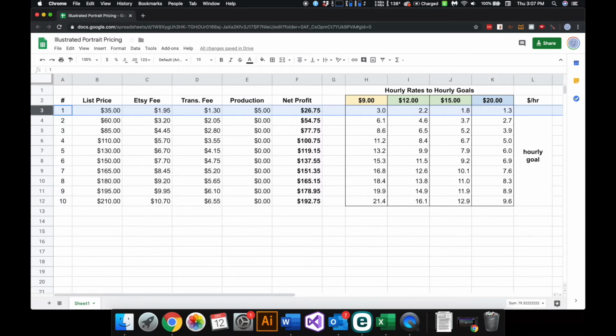As I've completed more and more portraits, my hourly rate has increased over time, not because I'm really raising my prices by that much. They did go up a little bit, but it's because I'm becoming more efficient, and I've picked up a few hacks and things that help me complete these quite a bit quicker.